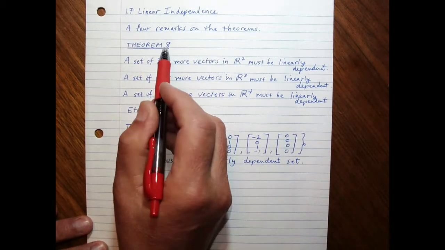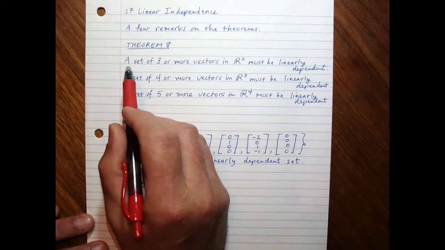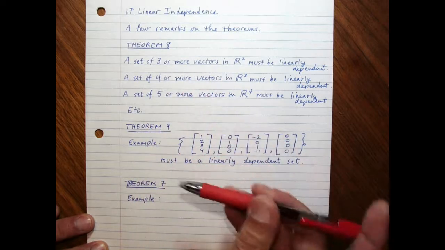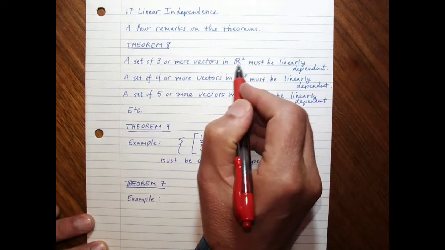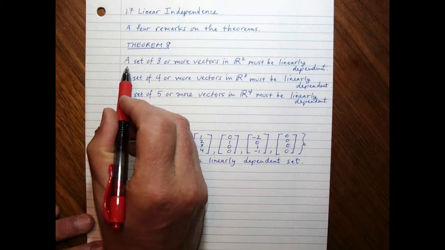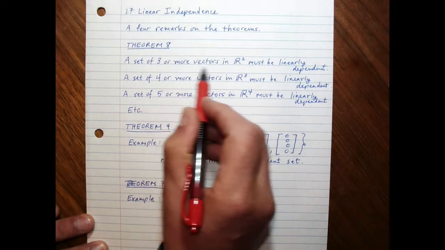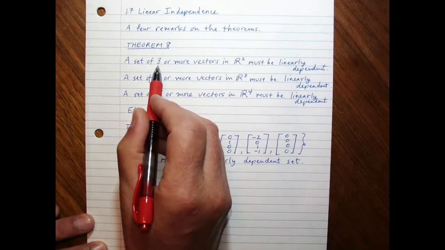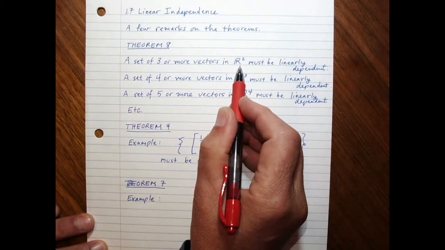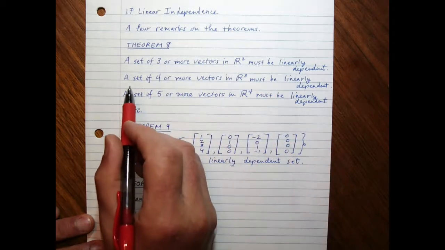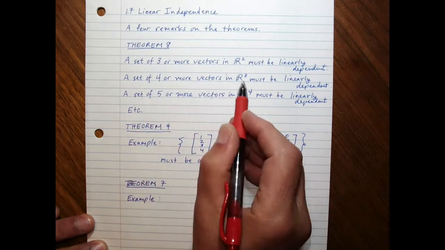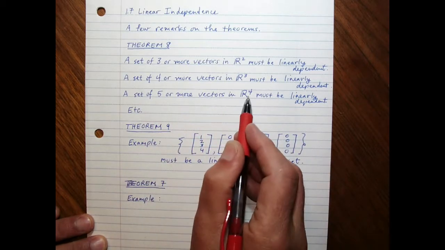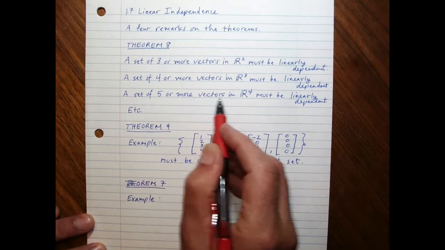Theorem 8 really says the following, which I'm stating over and over again for different dimensions. If we're in R2, so two-dimensional space, any set of 3 or more vectors must be linearly dependent. If you have more vectors than the dimension of the space, the set has to be dependent. So a set of 4 vectors from R3 must be linearly dependent. If you're in R4, a set of 5 vectors or more must be.